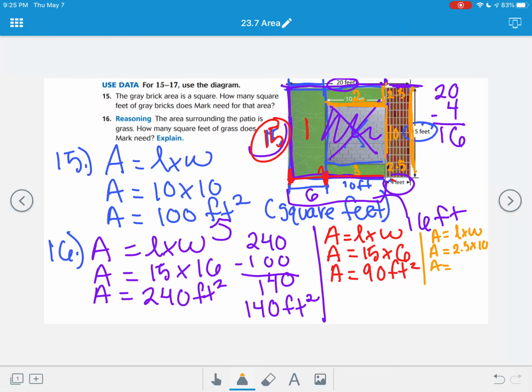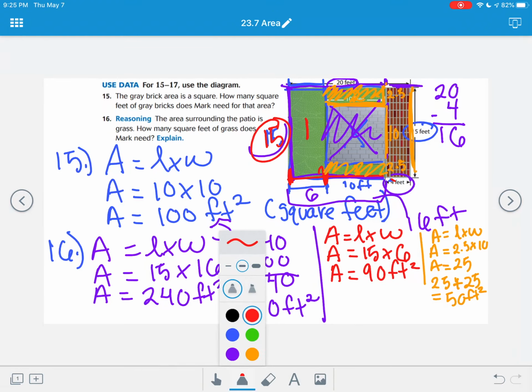So I'll enter that into my calculator. 2.5 times 10 is equal to 25. But I have 25 for this and 25 for this. So I actually have 25 plus 25 for both of those, which equals a total of 50 feet squared.